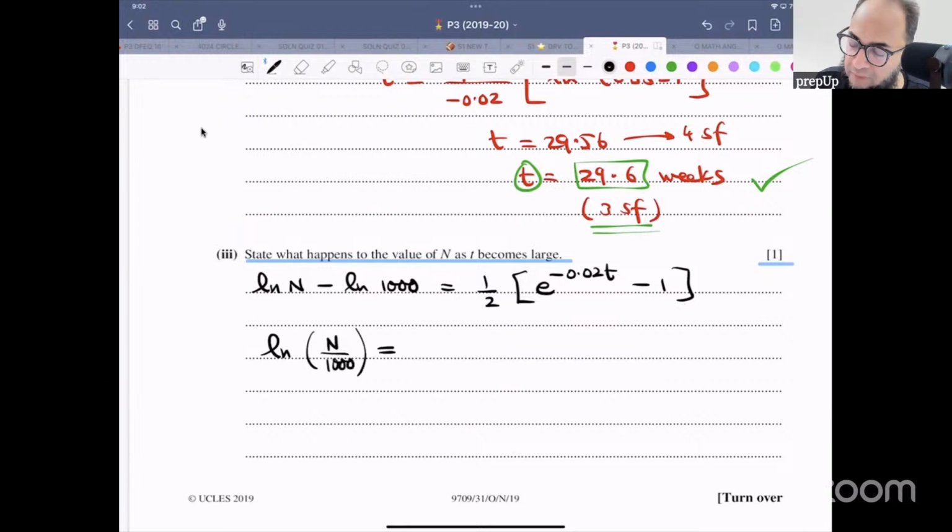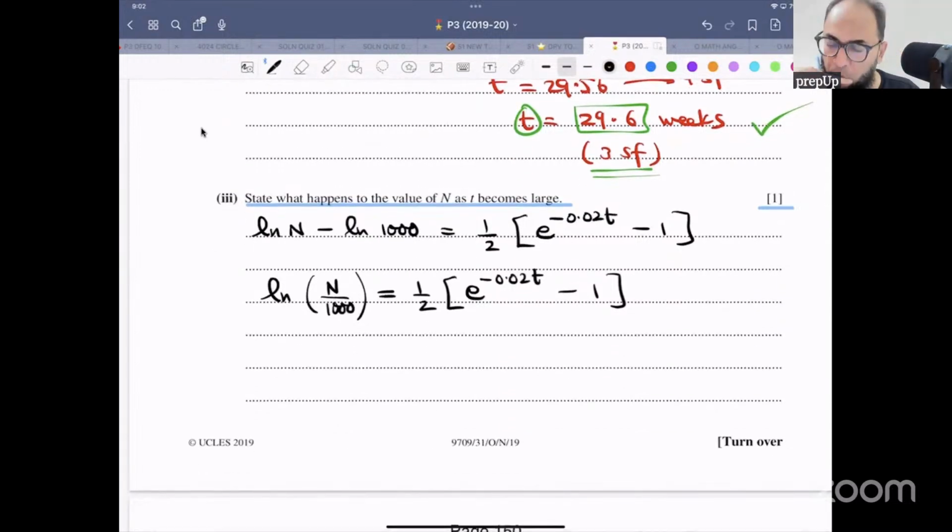This is multiplying by 2, that could be done, or we can leave it as it is also. So now what we can do is that we have this thing if t becomes very large. So this is half, e raised to the power of negative 0.02t minus 1.